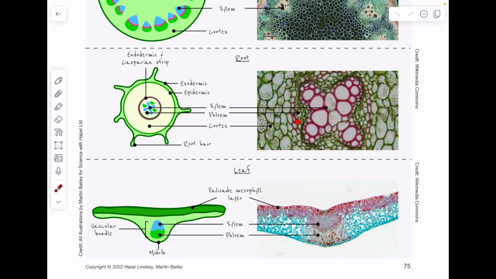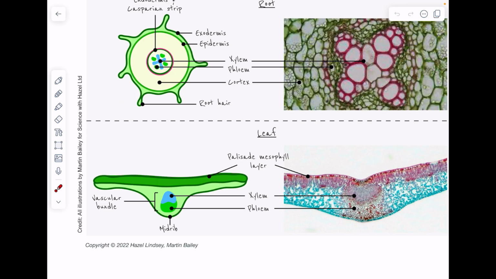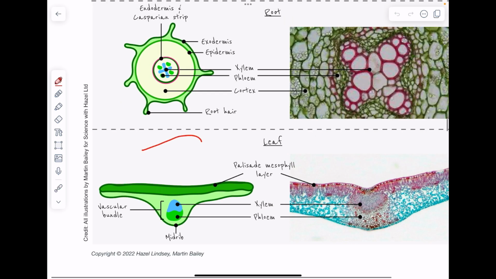Again, here's a light microscope image. You've got your xylem and then your phloem. And then last up, your leaf. Let's make sure you're happy with the view we're looking at. We're just going to draw a leaf here.